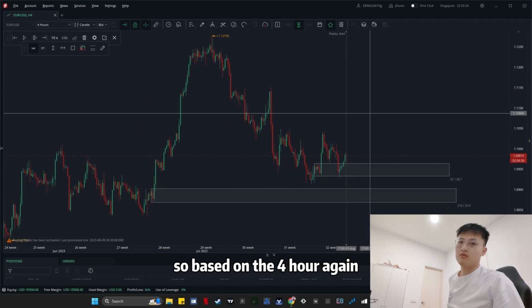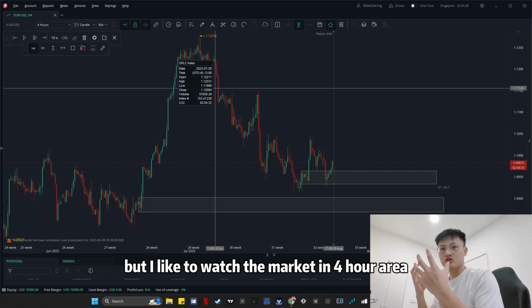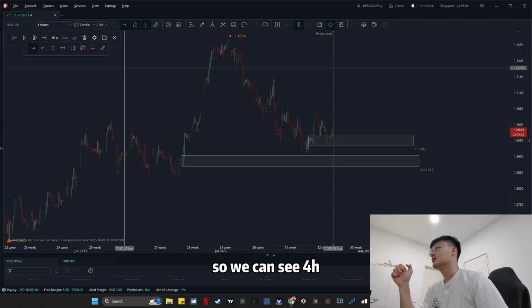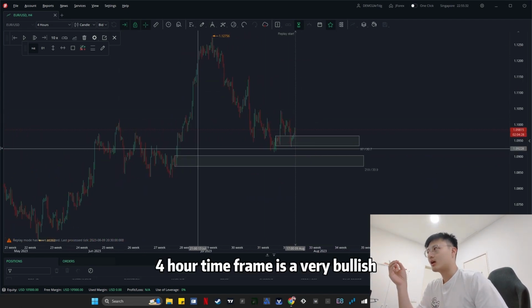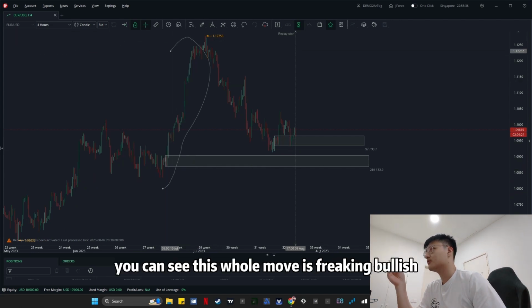So based on the 4 hour, again, it's the same thing. You can go to daily, but I like to watch the market in the 4 hour area. You can see the 4 hour time frame is a very bullish time frame. You can see this whole move is very bullish.